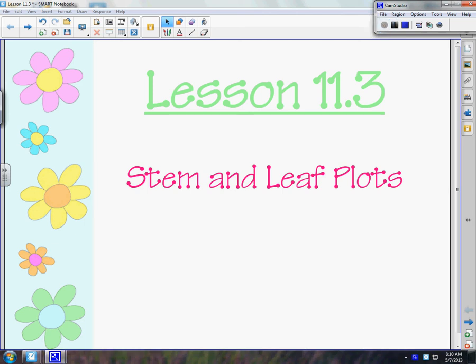Hey guys, this is lesson 11.3, stem and leaf plots. So title your notebooks 11.3, and hopefully you've seen stem and leaf plots before. If not, they're pretty simple.